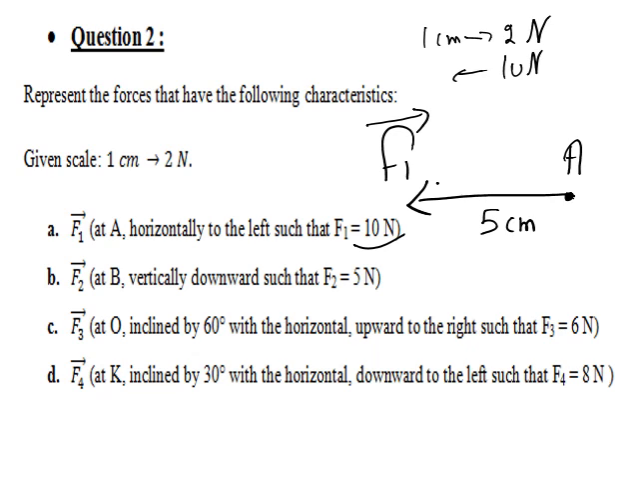F2, at point B, vertically downward. Vertically downward, meaning that it should be vertical, downward. This is point B, for example, vertically downward, 5 Newton. So 1 centimeter gives 2 Newton. Here we have 5 Newton, it's equal to how much? It's 5 times 1 divided by 2. It's 5 divided by 2, so it should be 2.5 centimeters vertically downward. This is 2.5 centimeters downward, and this is F2.